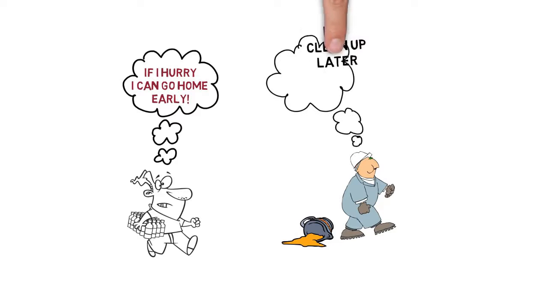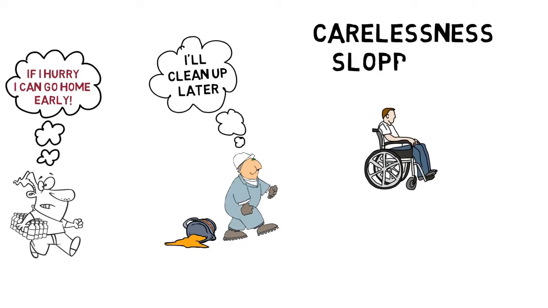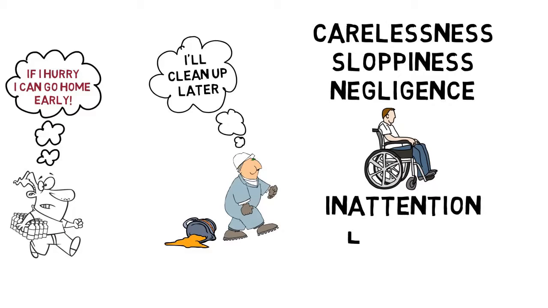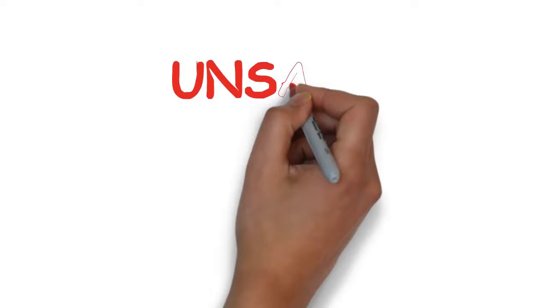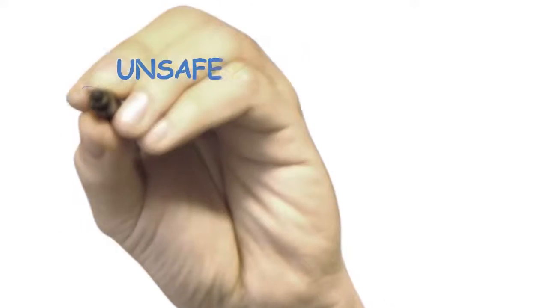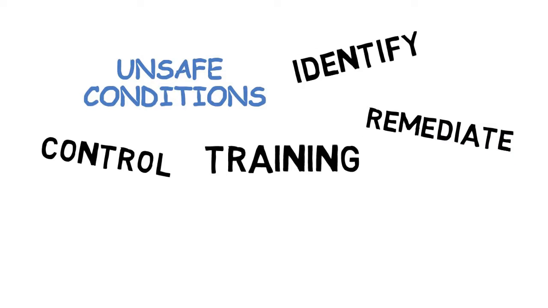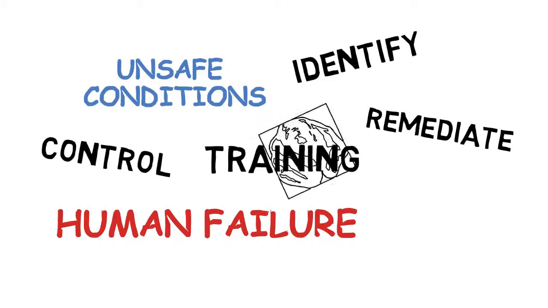People cause accidents. To be more exact, people not paying attention or doing something that they shouldn't be doing causes accidents. To put it another way, accidents result from varying degrees of carelessness, sloppiness, negligence, inattention, neglect, and ignorance. Accidents also happen where two things are found: unsafe acts and unsafe conditions. Unsafe conditions occur when there is a failure to identify, control, remediate, or train properly against a hazard. Even though there can be multiple human causes, accident investigations will always identify the human failure to correct the hazard.